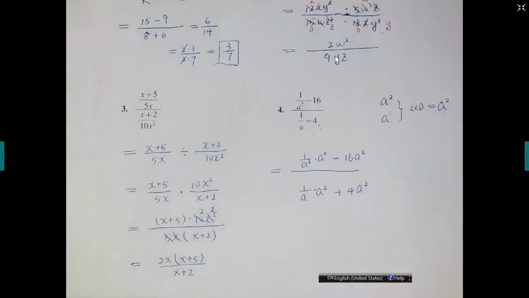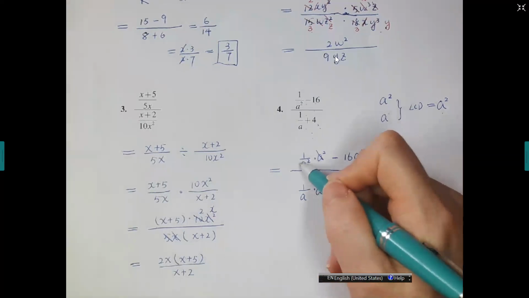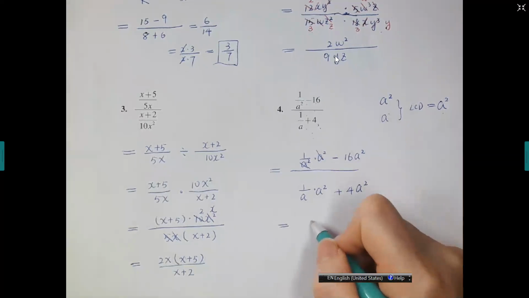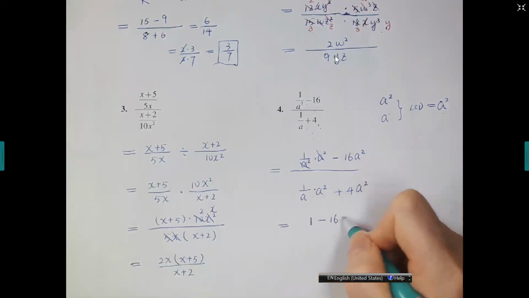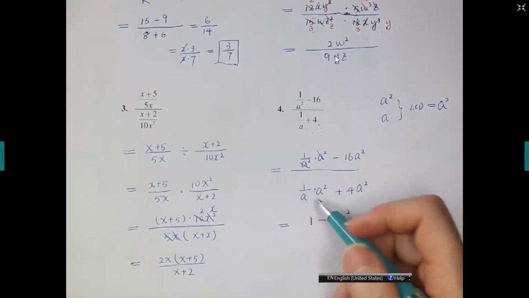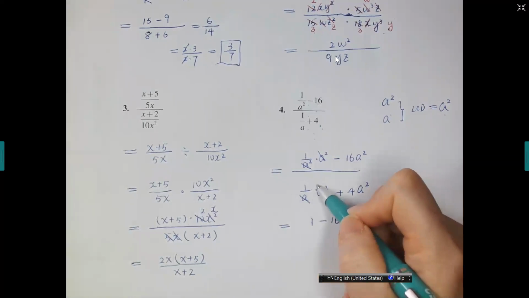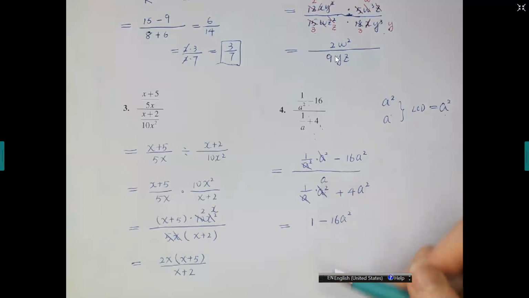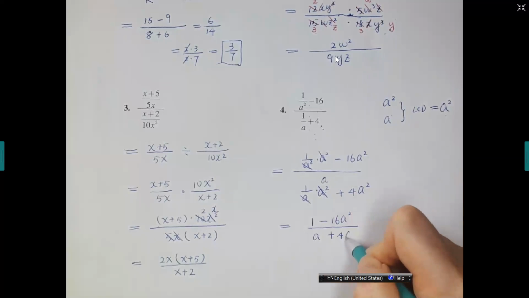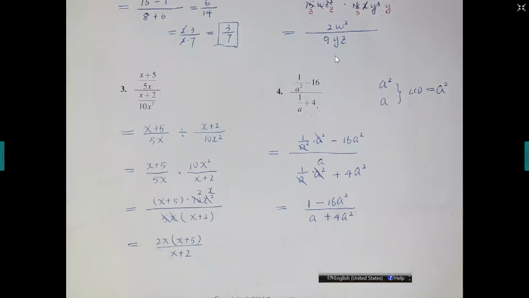Then just to simplify, for this first multiplication, a squared, what do we have? Those 2 cancel out. We have 1. So 1 minus 16a squared. Then look at the bottom. What do we have? We have a squared divided by a. And a squared divided by a, I have 1a left. So over a and then plus 4a squared. So this is what we have now.